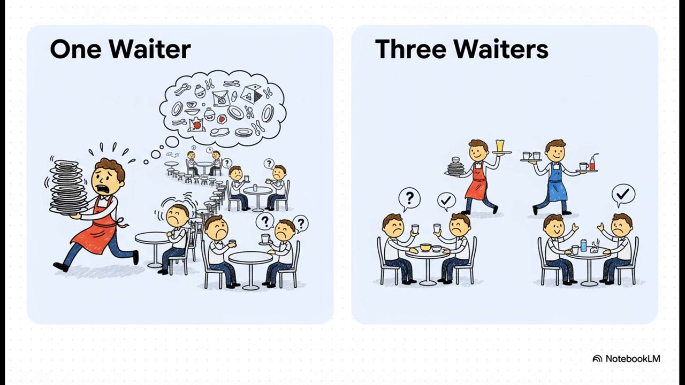Okay, picture this. A restaurant with just one waiter. He's running around like crazy, right? He can only take an order, then bring out food, then clear a table, one thing at a time. The entire restaurant is bottlenecked by this one person.